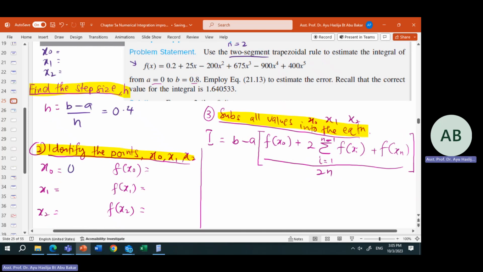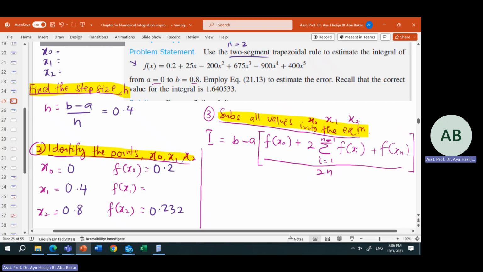x0 is the starting point, 0. x2 is the last point, 0.8. Okay, so x1 is 0 plus 0.4. The f(x0), in the previous example, we obtained 0.2, and f(x2) is 0.232. How about f(x1)?